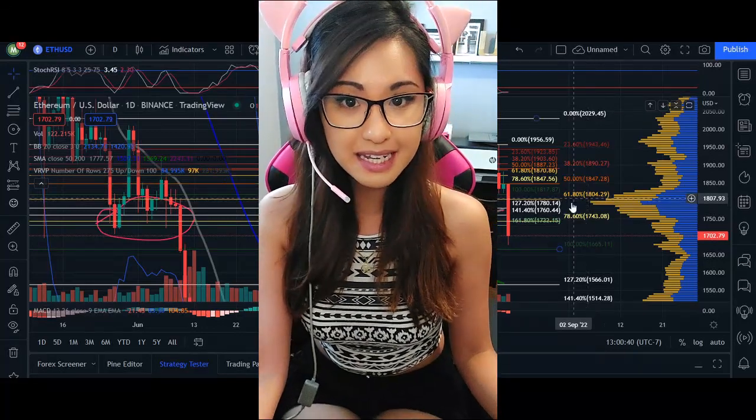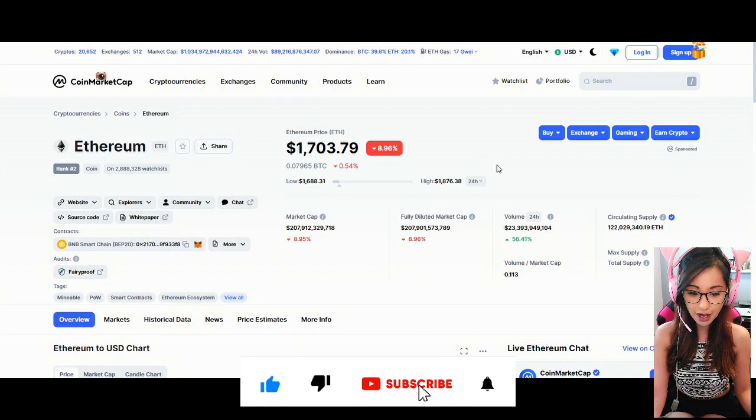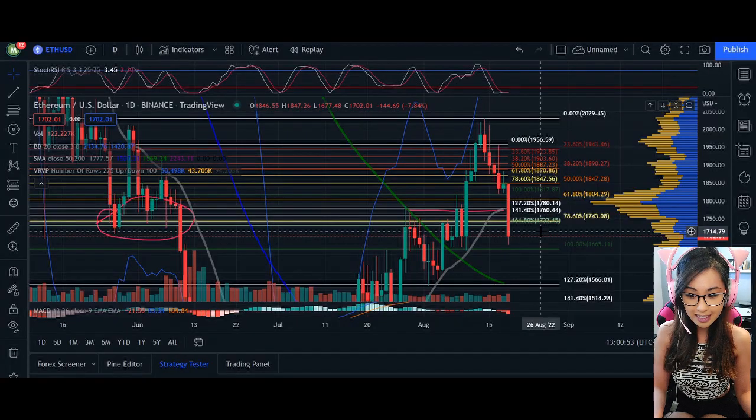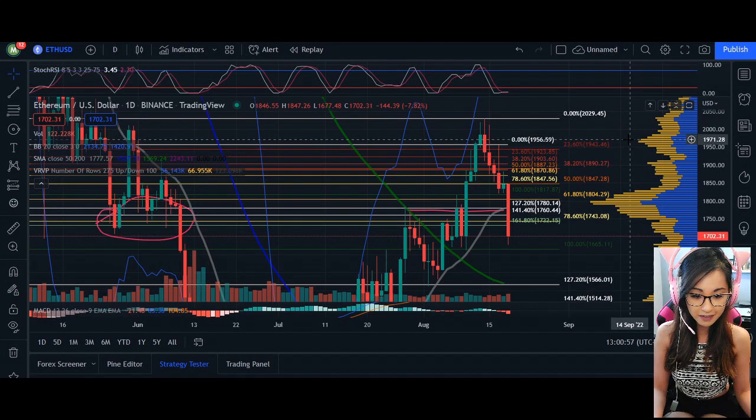Welcome back. Today's update here for Ethereum. We are trading at $1,703. 24-hour volume, we are up 56.41%. Market cap, we are down 8.95%. So heading over to the chart here, we can see on a daily time frame, and I'm going to go into 4 hours for this quick video update.